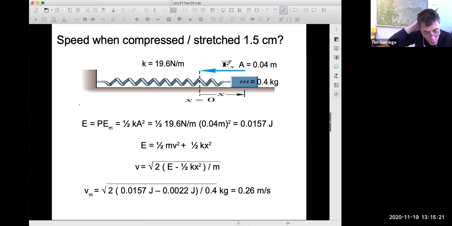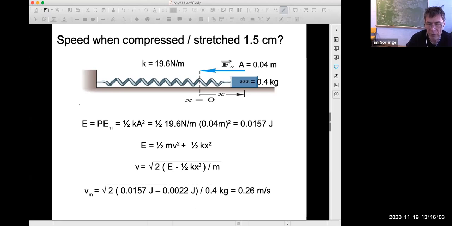Okay, what about the speed when the spring is only partially stretched or compressed, when it's just stretched or compressed 1.5 centimeters? How are we going to figure that out? Well, I figured that out in two steps. My first, intermediate step was to find the total energy of the mass spring system. We could calculate that in one of two ways. The total energy of the mass spring system is either the maximum potential energy or the maximum kinetic energy. Since we know the amplitude and we know the maximum speed, we could use either of those equations.